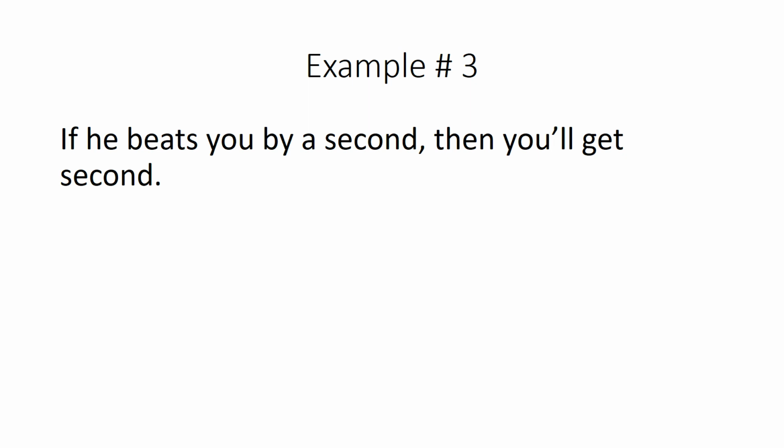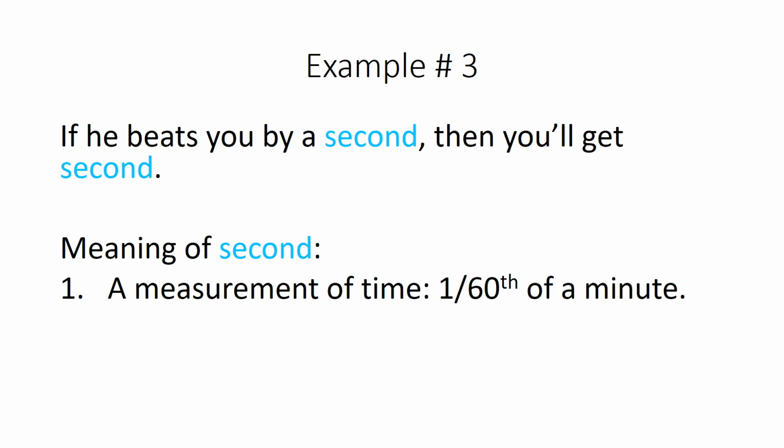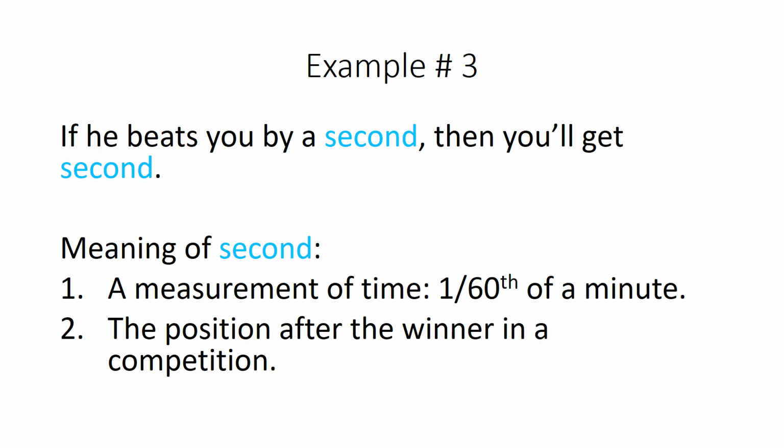Example number 3. If he beats you by a second, then you'll get second. Second is repeated. The first time, it's a measurement of time, 1/60th of a minute. But the second time, it means the position after the winner in a competition. And again, in this example, you see the pun very clearly. But this is a type of pun called Antanaclasis.